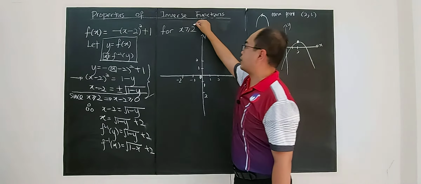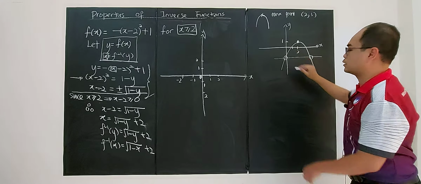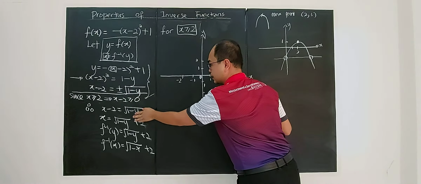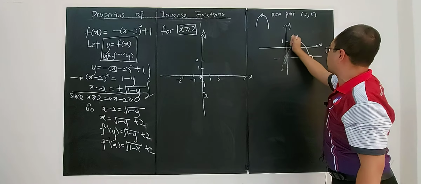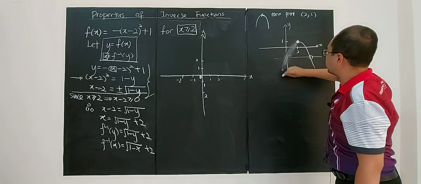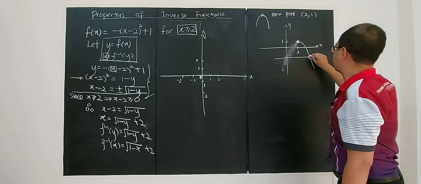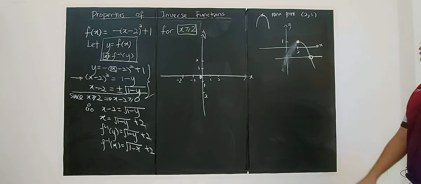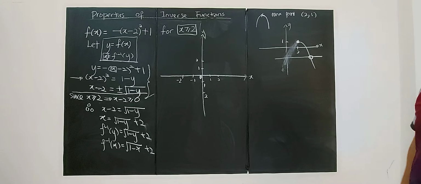But because of the restriction, this graph is not 1 to 1. The inverse does not exist, because you have positive and negative. But because of the restricted domain, what is meant by restricted domain? It means that I erase the curve here, such that the horizontal line only intersects the curve at one point. That's why they said x must be greater or equal to 2. So now, this is a 1-to-1 function.